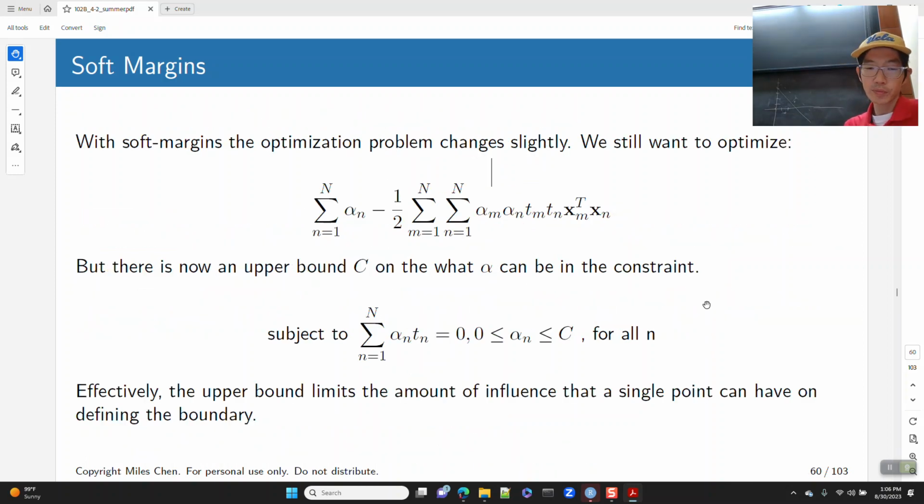And so when you try to figure out the solution, we're going to put a cap on how large the alpha can be. So alpha is kind of how much influence one point can have on the location of the boundary. And we're going to say, you know what, it's not going to have an infinite bound. There's an upper bound for how much influence a single point can have on the solution here. And that's going to allow for points to end up on the wrong side of the margin here.